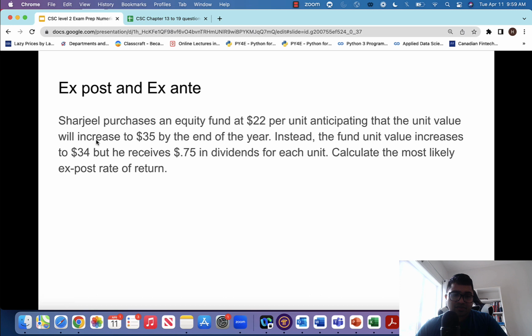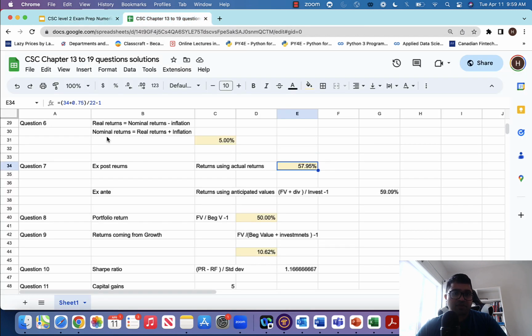What are ex ante returns? Not asked in this question, but likely to be asked in the exam. So if you are asked ex ante returns, it's going to be using anticipated amounts. Same formula: estimated amount FV plus dividend divided by invested amount minus 1. He expected the stock to be at 35 and he did not expect any dividend. So 35 plus 0 divided by 22 minus 1. So that comes to 59.09. So in the exam, be very careful about these keywords. Ex post, you use actual numbers. In ex ante, you use anticipated numbers.